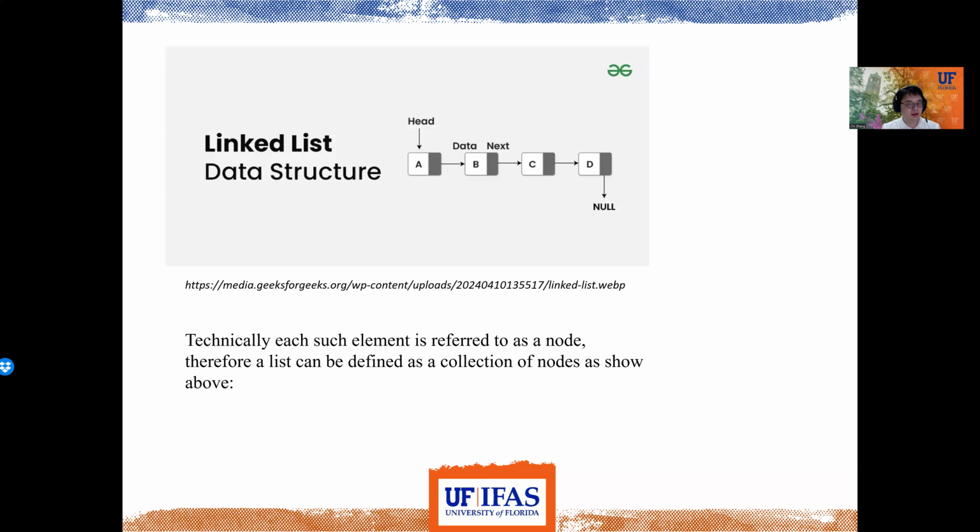Next is the linked list. Unlike the array, a linked list consists of nodes, where each node contains data and a reference to the next node in the sequence. This structure allows for efficient insertion and deletion of elements. Here is a visual representation of a linked list. If you learned some C++, there is the pointer. If you use Python, there is a pointer too, but it's different from C++.